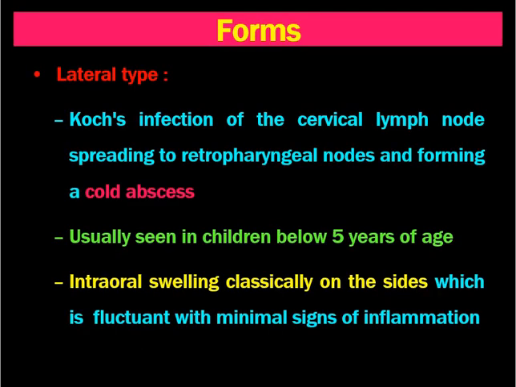The lateral type is due to infection of cervical lymph nodes spreading to retropharyngeal nodes and forming a cold abscess. So it goes more laterally because it arises from the true retropharyngeal space, that is the space of Gillette. This is usually seen in children below 5 years of age, and on examination there may be intraoral swelling, classically on the sides, which is fluctuant with minimal signs of inflammation. It's a chronic one. So if it's on one side, then you have to think of true retropharyngeal space abscess, and if it's in the midline, you have to think of pre-vertebral space abscess.